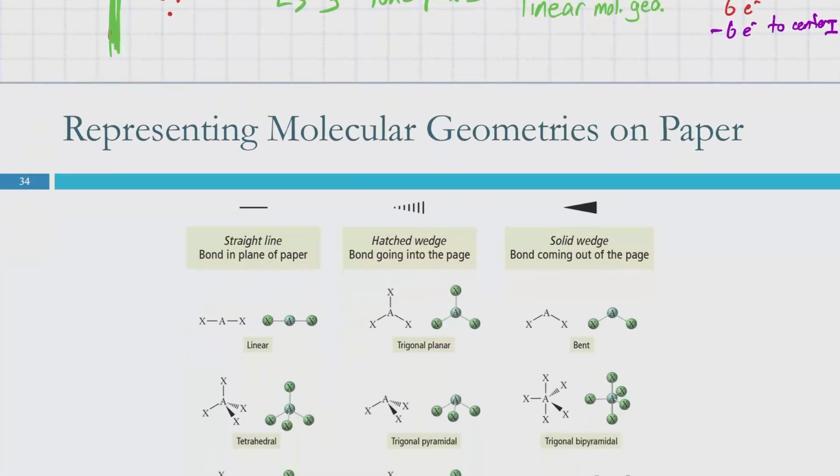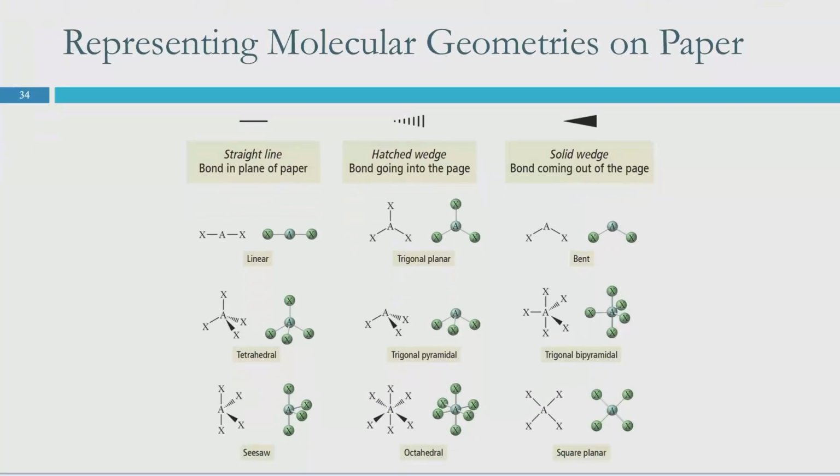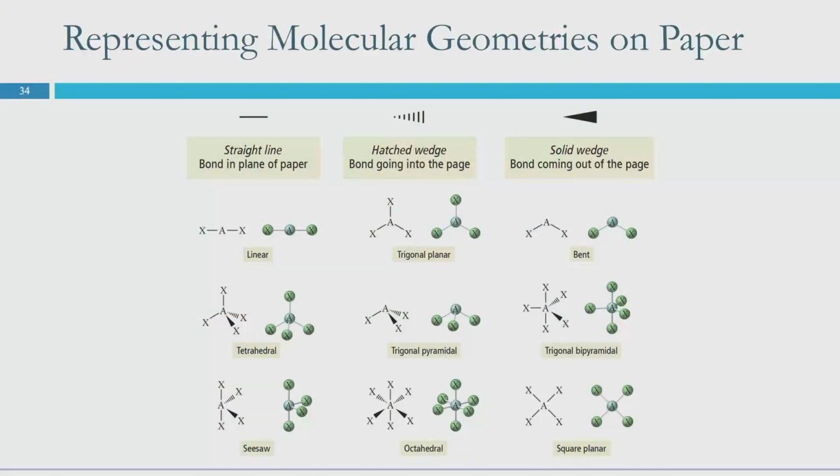When we are drawing molecular geometries on paper, so far we've mostly been using these straight lines, and these are bonds that are flat in the plane of the paper or in the plane of the board. But we need to be able to draw things in 3 dimensions to be able to show some of these shapes the way that they actually exist. This becomes more important, especially when you get into organic chemistry.